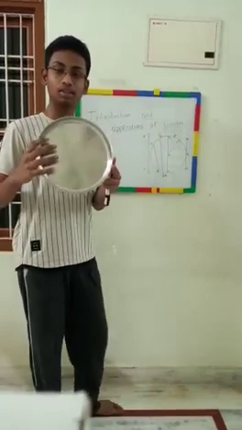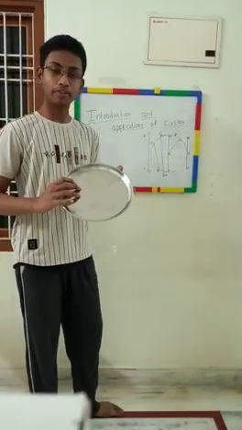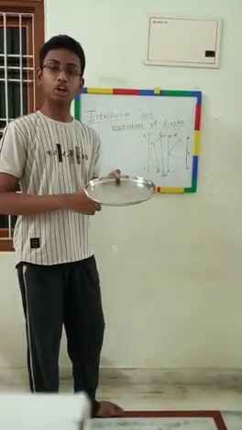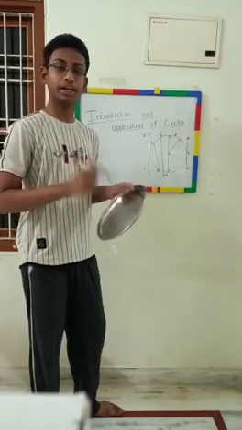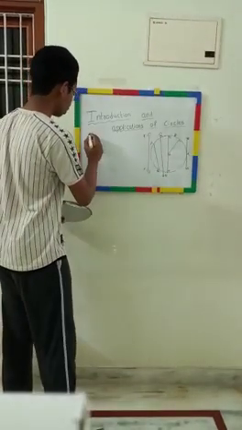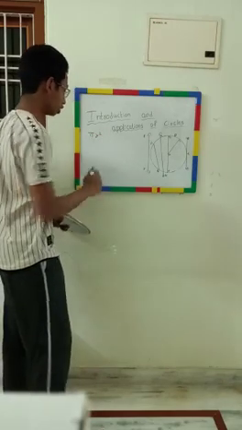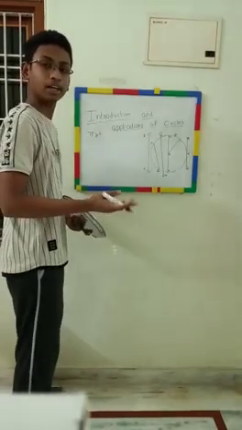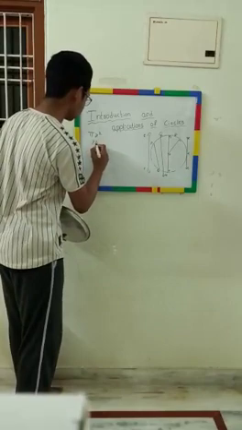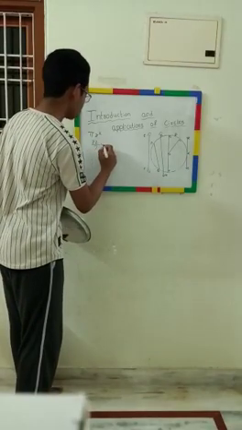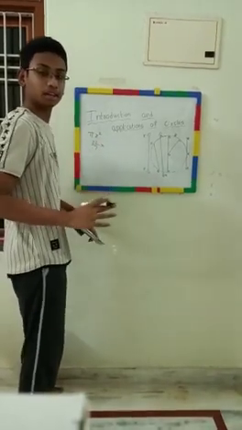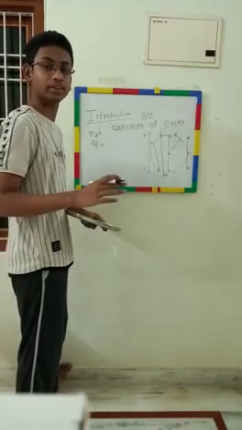See, you know all this. This is a plate of diameter 14 centimeters. Now we will find the area of this plate. The formula is pi r square. So you know what is a pi? Pi is 22 by 7, into radius. Radius is diameter divided by 2.